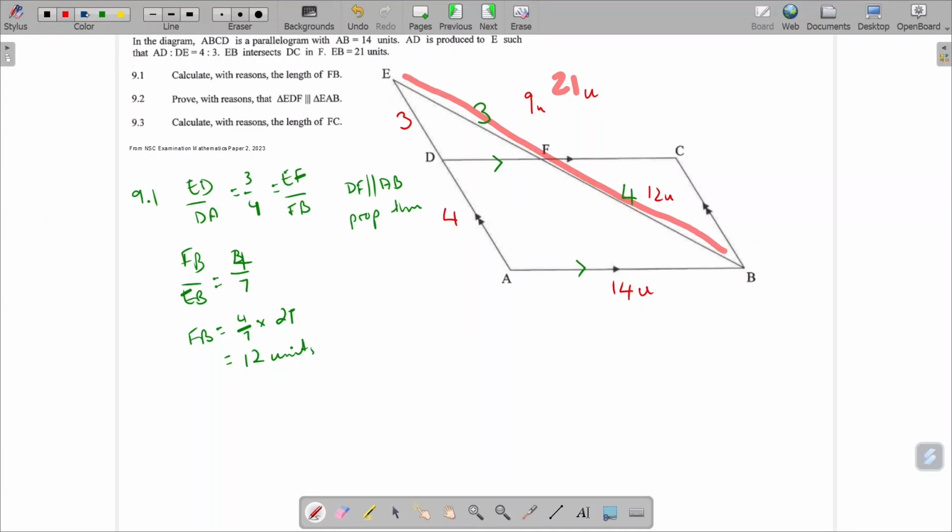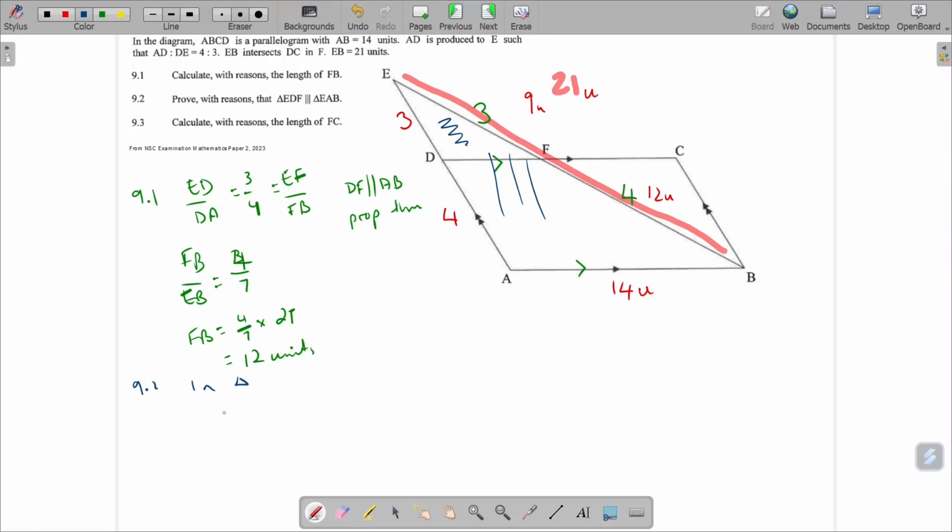Prove with reasons that these two triangles are similar. We're getting some experience now. We're using EDF, this top triangle outside the parallelogram, and EAB, the entire shape. Well, again, there's a trick here which I'm sure you've encountered before, and that is to take note of the fact that E is common. So 9.2 should be quite quick.